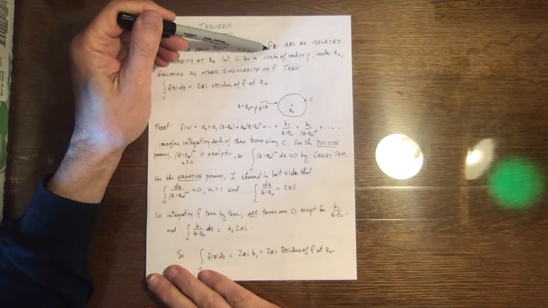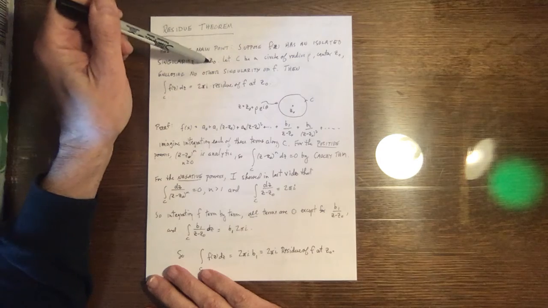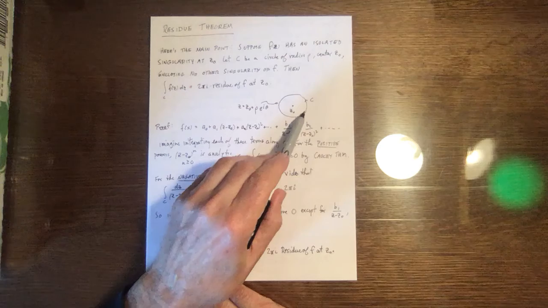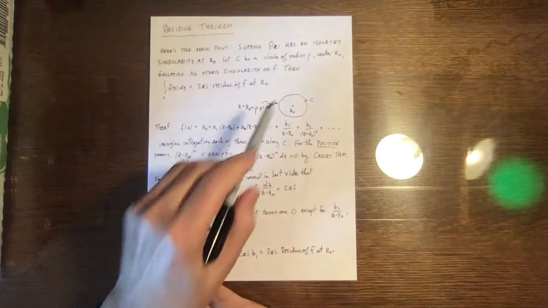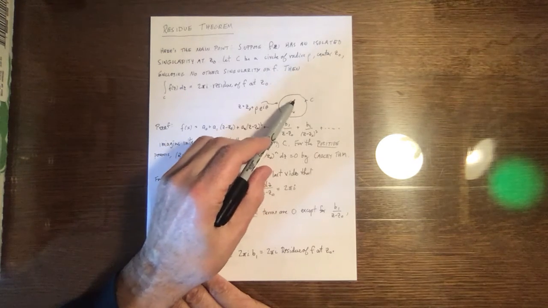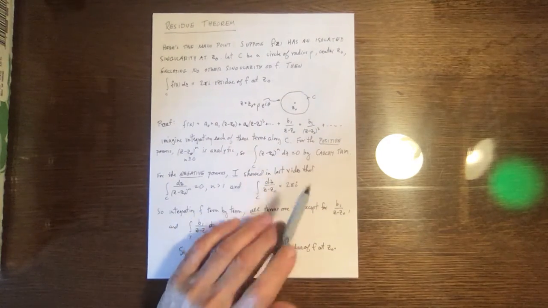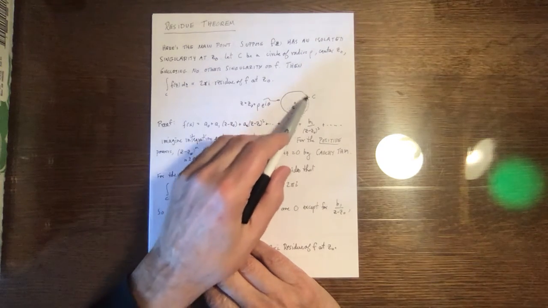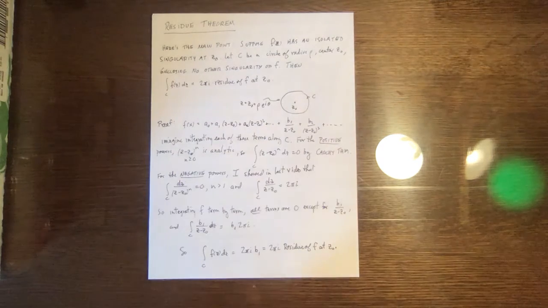Suppose you have a function f of z with an isolated singularity at some point, say right there. Take a circle around it, radius rho, and assume that there are no other singular points inside. So inside C, f is analytic except at z naught. And the result is that the line integral of f along C is 2 pi i times the residue of f at z naught.